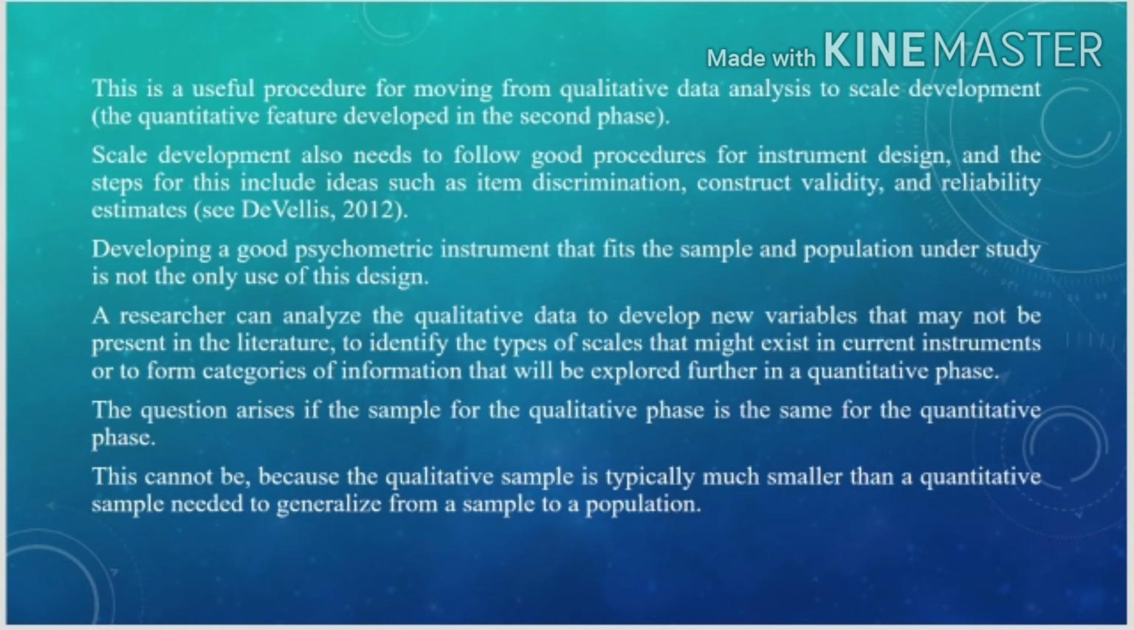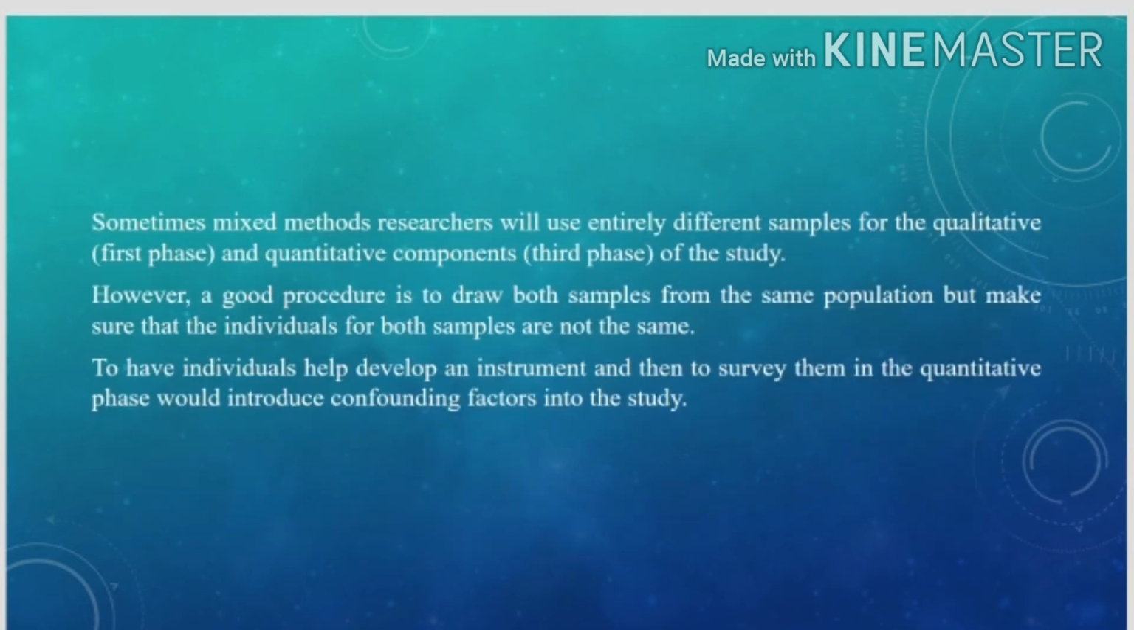The question arises if the sample for the qualitative phase is the same for the quantitative phase. This cannot be, because the qualitative sample is typically much smaller than a quantitative sample needed to generalize from a sample to a population. Sometimes mixed methods researchers will use entirely different samples for the qualitative first phase and the quantitative third phase of the study.